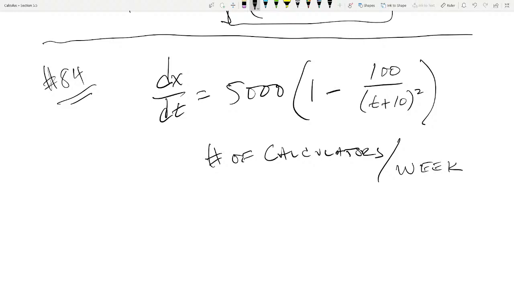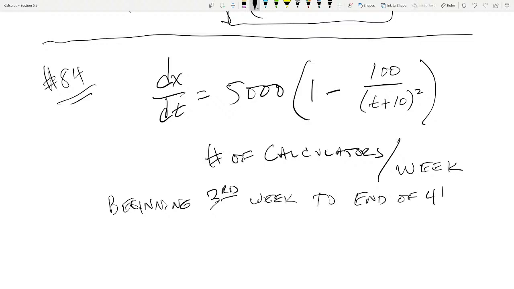And the question is asking us to find the number of calculators produced from the beginning of the third week to the end of the fourth week. So we want the beginning of the third week to the end of fourth.